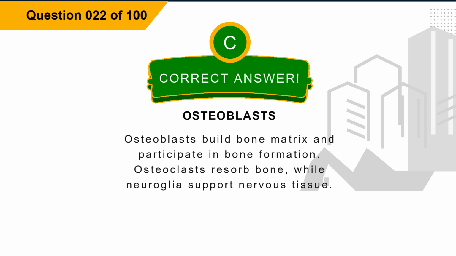Osteoblasts. Explanation. Osteoblasts build bone matrix and participate in bone formation. Osteoclasts resorb bone, while neuroglia support nervous tissue.